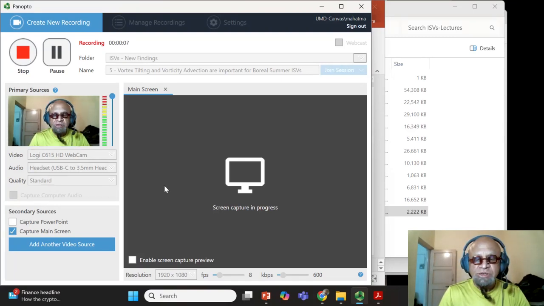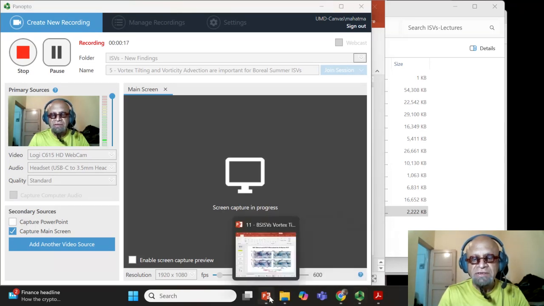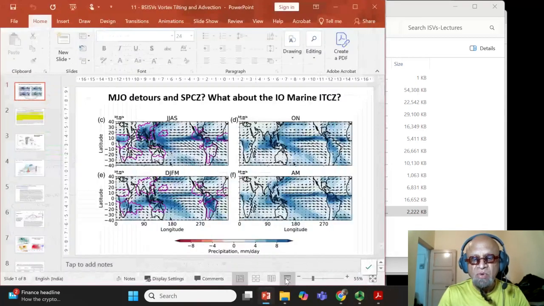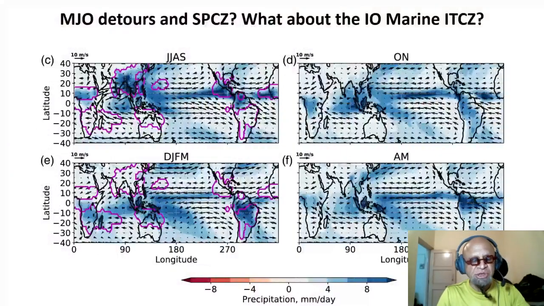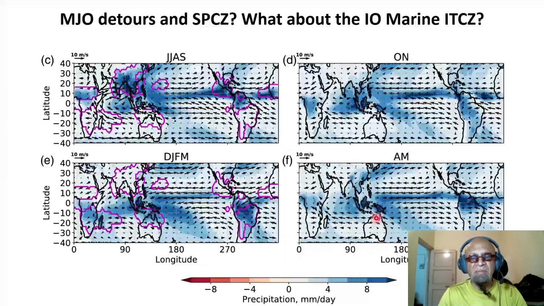But anyway, Baosheng Li, now a faculty at Sun Yat-sen University in Zhuhai, has been writing a series of articles on the processes that are important for northward propagation of the intraseasonal oscillations during the boreal summer. We've discussed the idea of boreal summer ISVs, intraseasonal variabilities, and MISOs, monsoon intraseasonal variabilities, and we have talked about the background state.